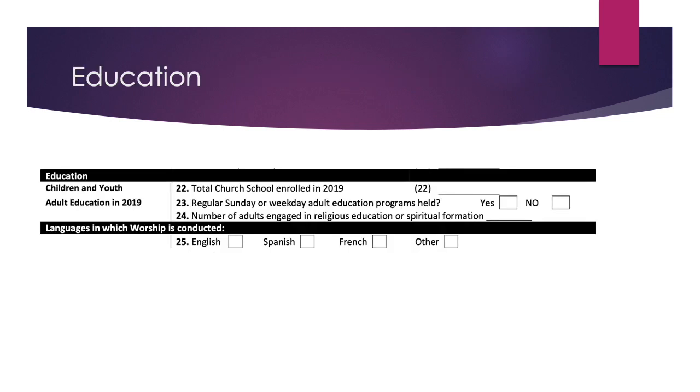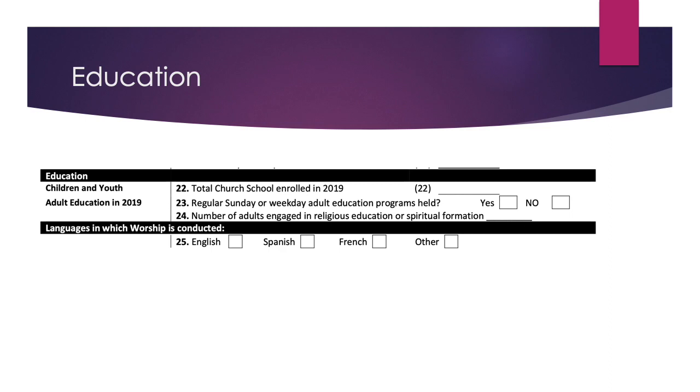And finally, for this section of the parochial report, education. You'll need to talk to whoever runs Sunday school, if there is one in your church, and that would include, I believe, youth group. Children and youth is number 22, so you combine your Sunday school and youth group.